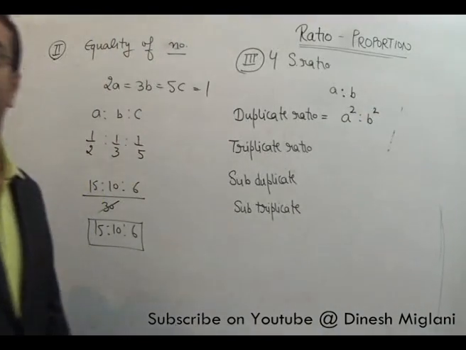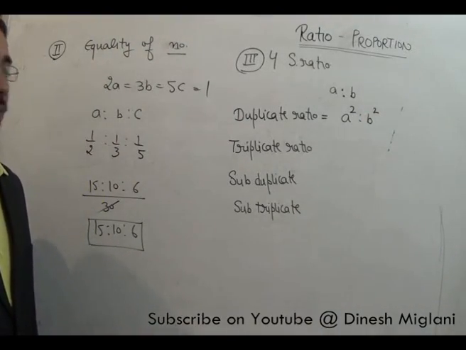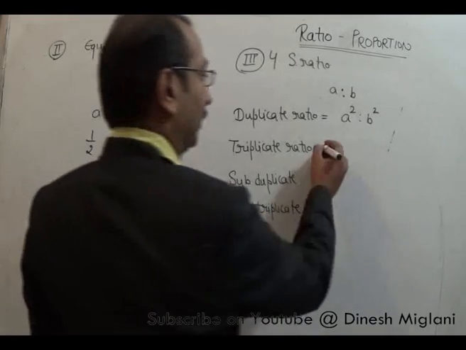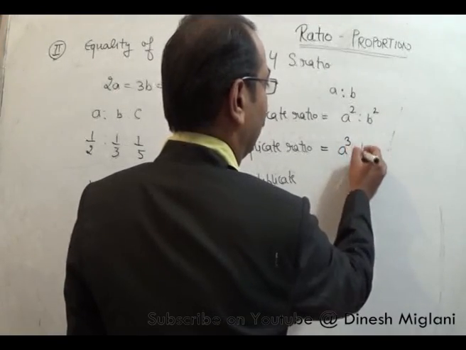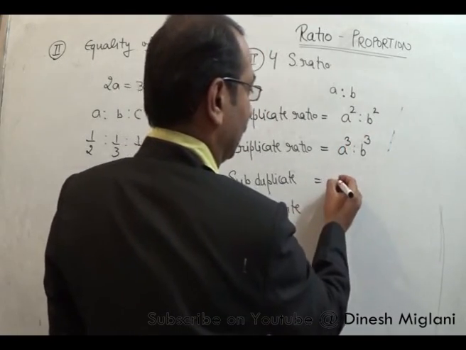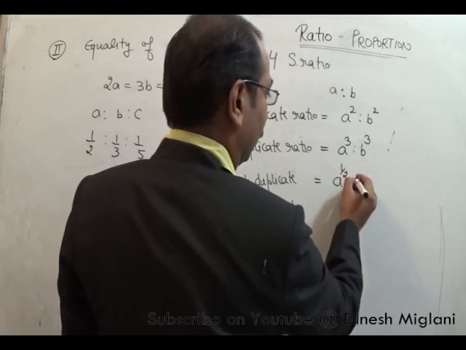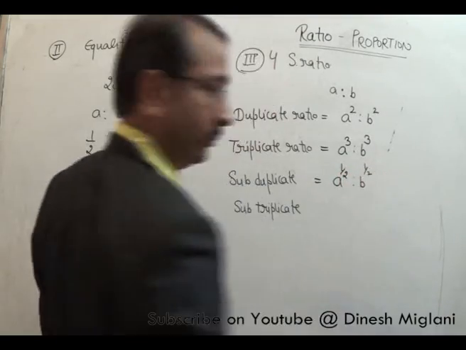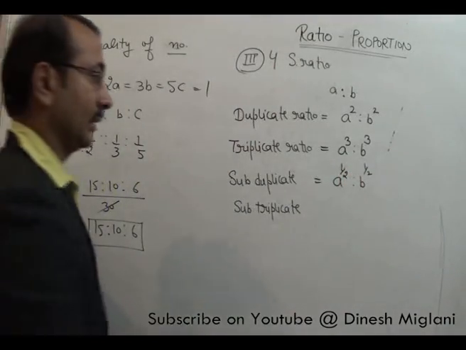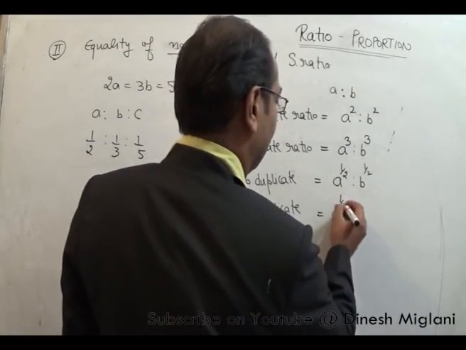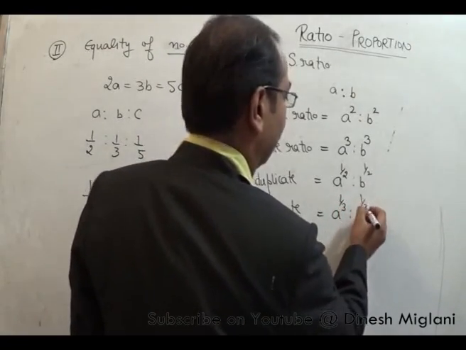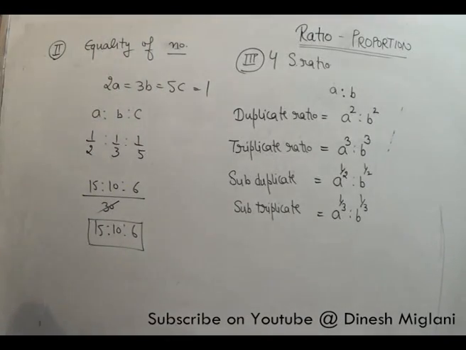Suppose our original ratio is A ratio B, and we have to find the duplicate ratio. That is A square is to B square. Triplicate is the cube of this. Our answer is A cube is to B cube. Subduplicate is the square root of this, A raised to power 1 by 2 is to B raised to power 1 by 2. And subtriplicate is A raised to power 1 by 3 is to B raised to power 1 by 3.